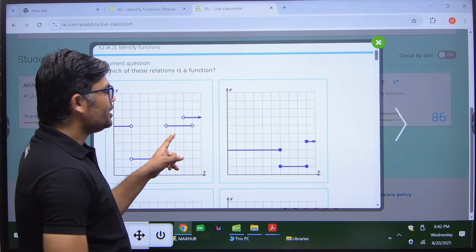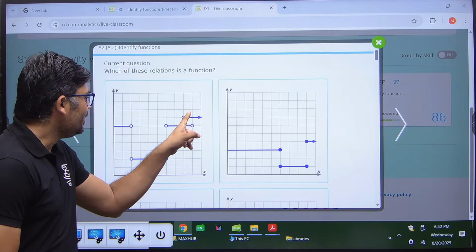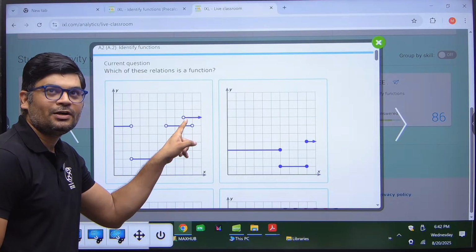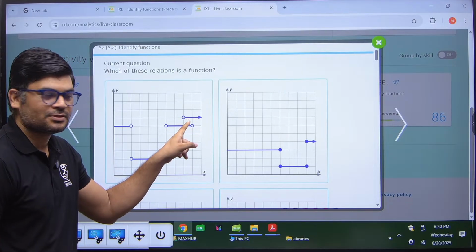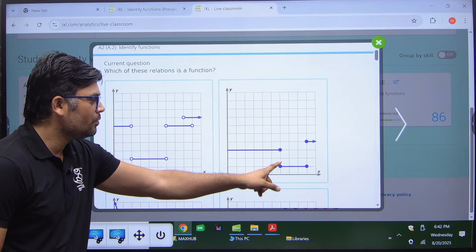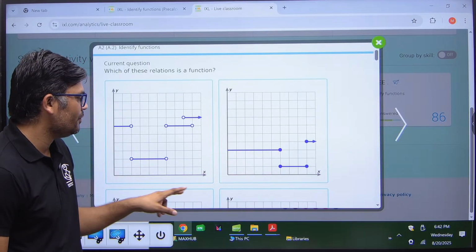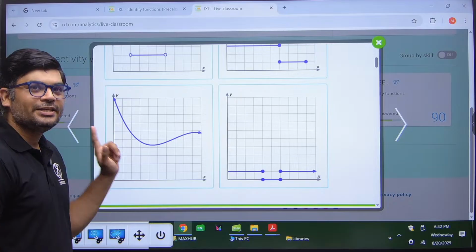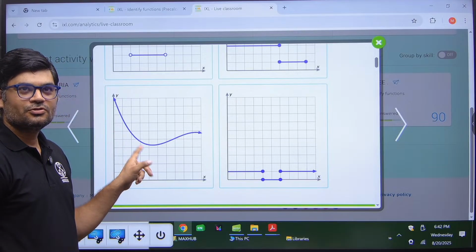So is this a function? No. Because you can see here, if you draw the vertical line, it will strike two times. Is this a function? No. Because there are 2 points for a single value of x. Is this a function? Yes. This is a function. So this one is the only function.